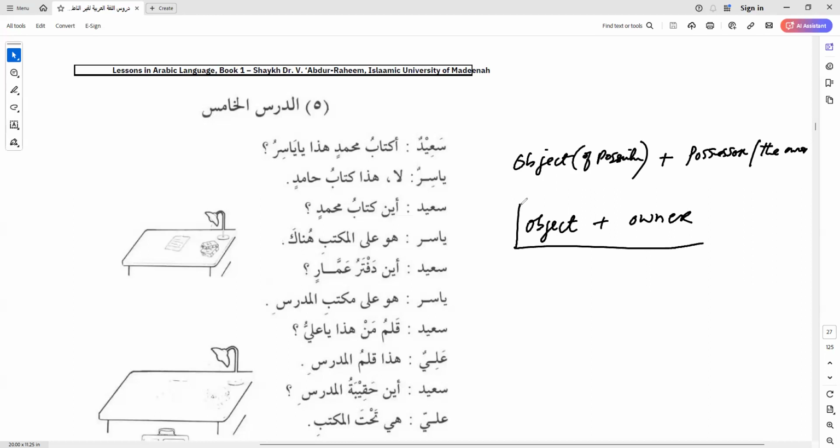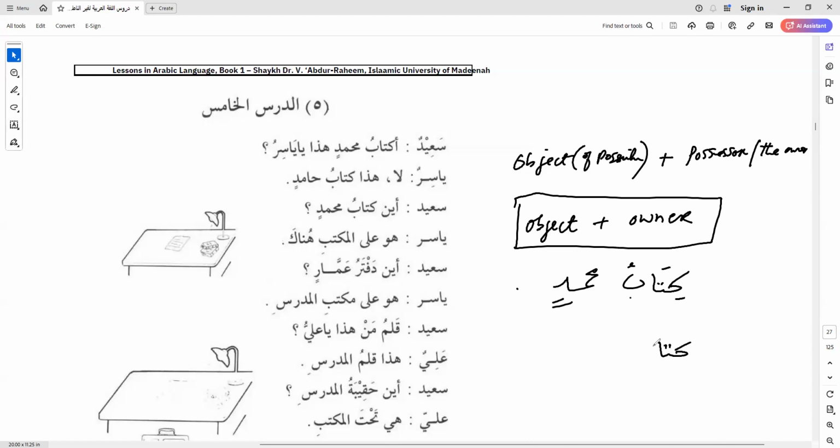Okay. Possessive structure is first the object plus the owner. So the object, kitabun, kitabu, and then we can say Muhammadin, the owner. Kitabu Muhammadin. So you are saying the owner is Muhammad and the kitab belongs to Muhammad, and that is possession. And then here we are also saying Kitabu Hamidin.